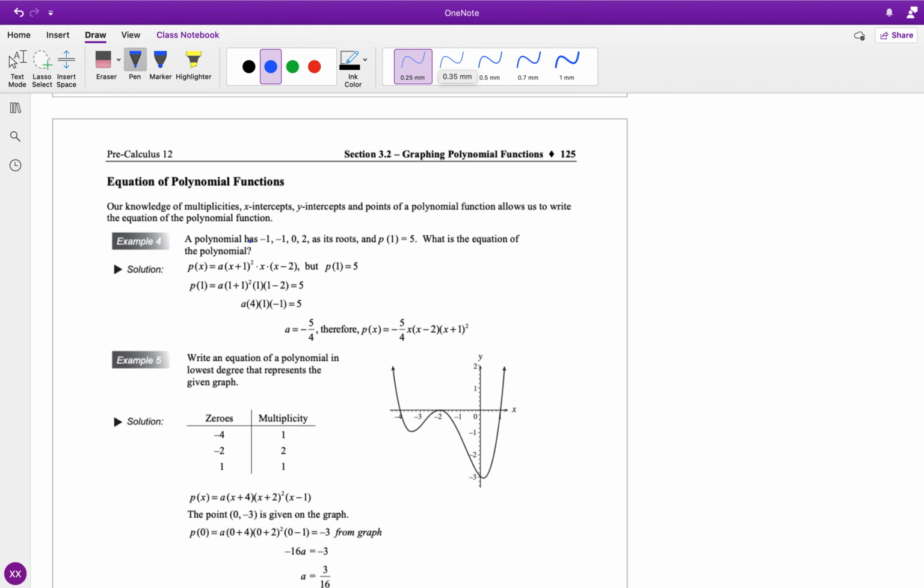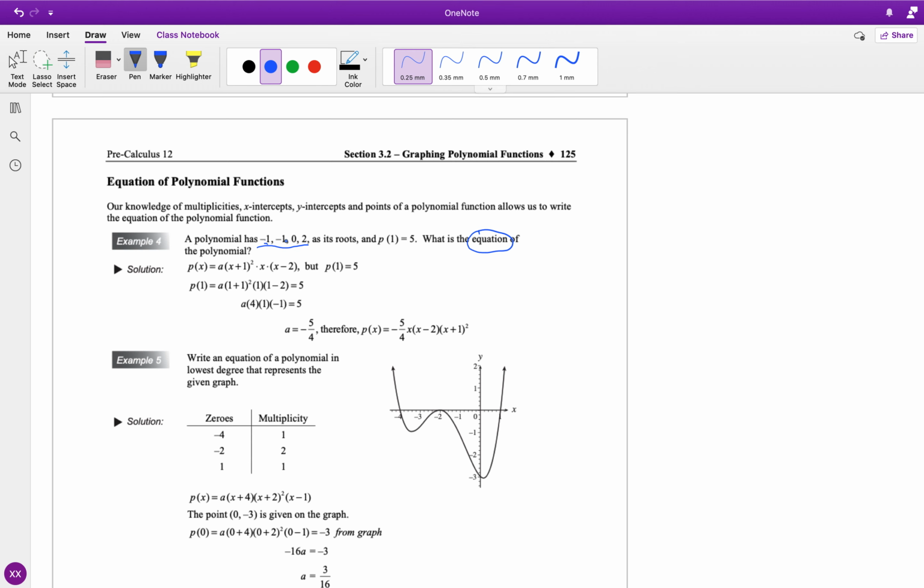Now, for example, the polynomial has these roots, zeros, right? Or roots, zeros, same thing. And when x equals 1, P(x) equals 5. The question is, you need to write an equation. So far, either the equation is given, or the sign graph or sign diagram is given, and you graph. Now here, different information is given. You've got to write out the equation.